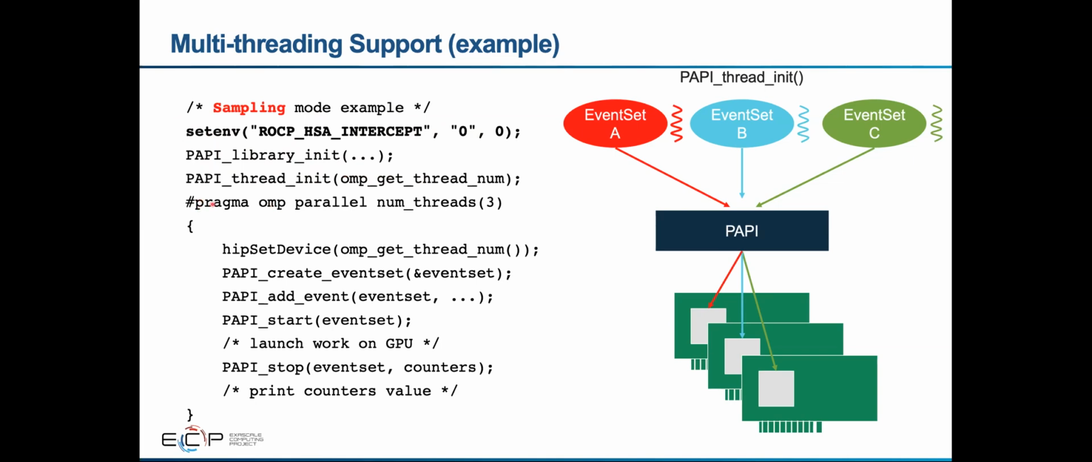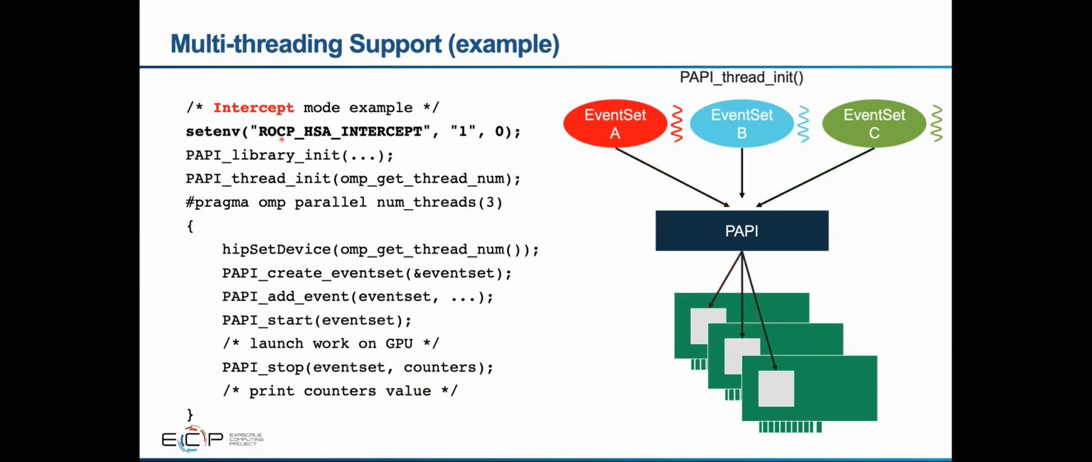Then there is this OpenMP parallel region that spawns 3 threads. And each of these threads can select a dedicated device, create an event set, add events to the event set, and start monitoring some work that is launched on the GPU, and then stop the counters, collect the values, and potentially print them.